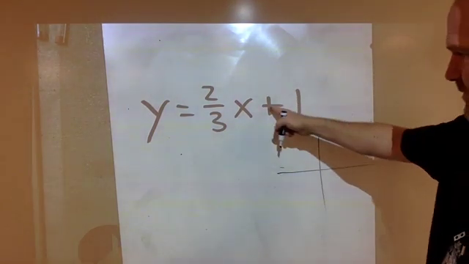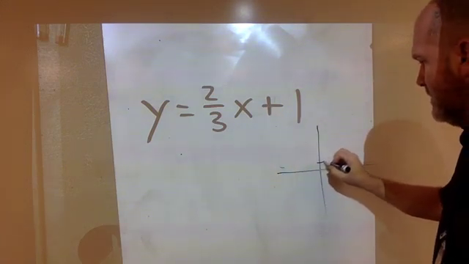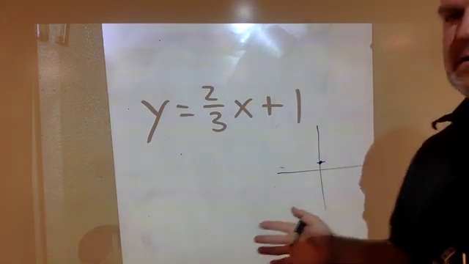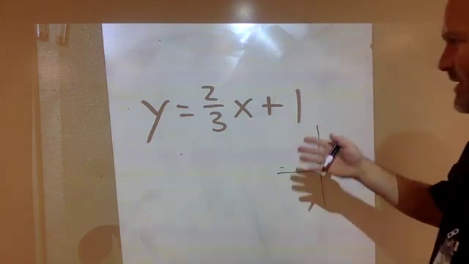The y-intercept is a positive 1, so we're going to go up, because it's positive, 1 space. There's 1 point. We're halfway done. See how easy that was? Halfway done. All you need are 2 points. That's one of them. All right, from there, we need another point.